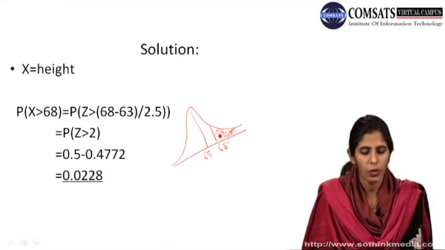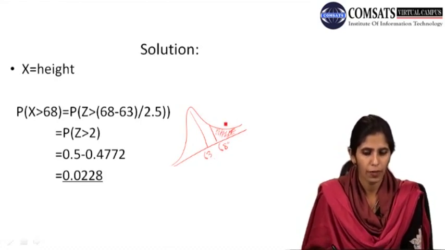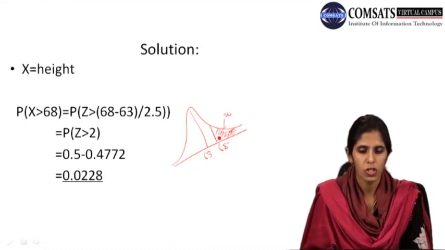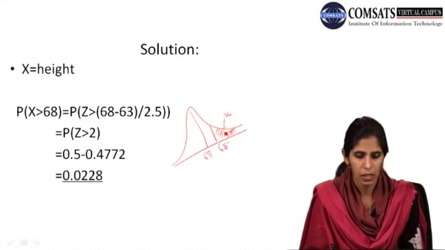We are interested in knowing that area which is above 68, and we are assuming that the probability of x is that portion which is not between the mean and the given value, but is higher than the given value.